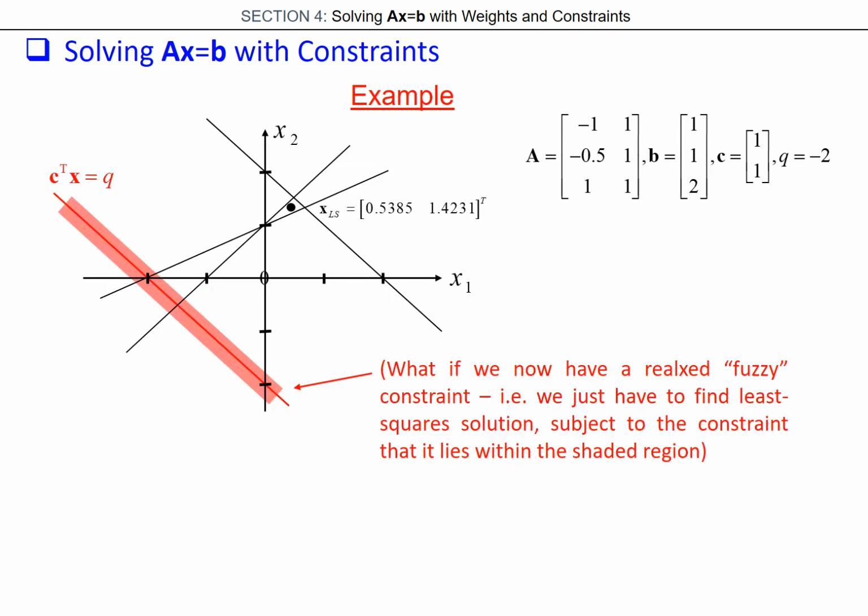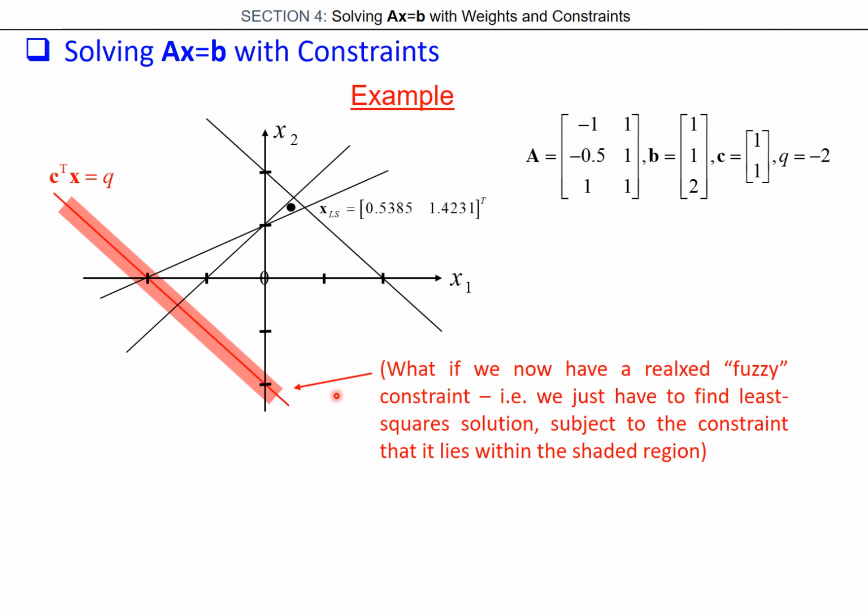Okay, here's a variation on what we just looked at. What if instead of saying that we're constraining the solution to lie on this line, we say we're not constraining it to lie on the line, but we're constraining it to lie around the line, and we can choose how close to the line we want to constrain. Now, that mathematically would be quite difficult, but we can do it in a sort of fudge the solution away. What we can do is have a fuzzy constraint.